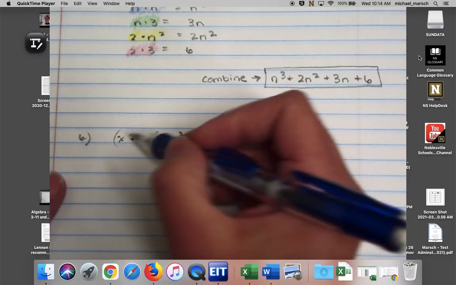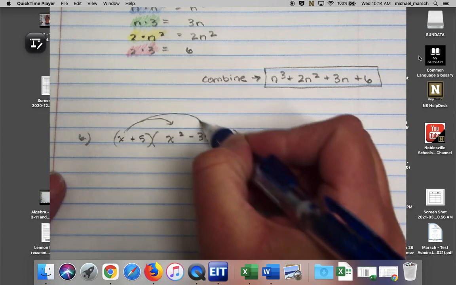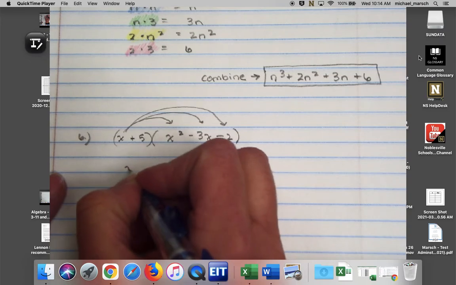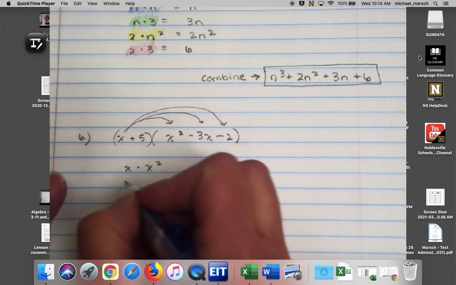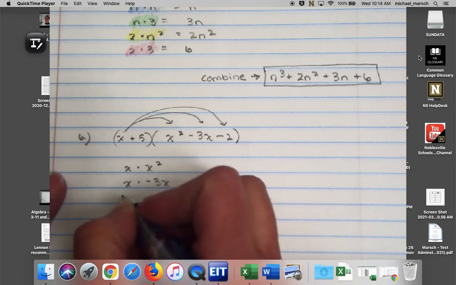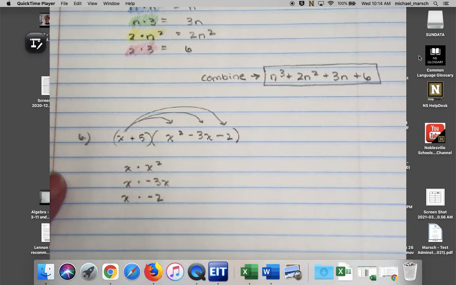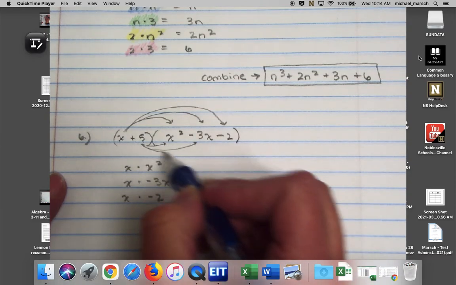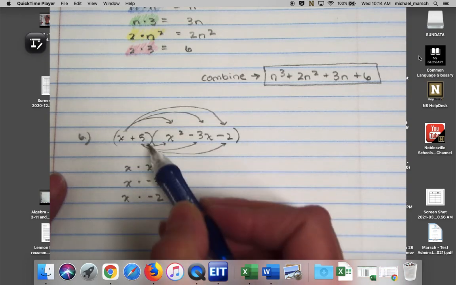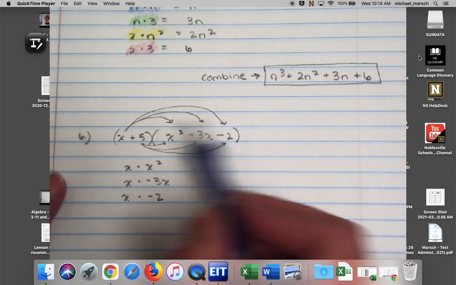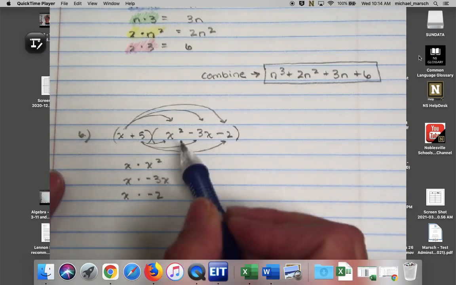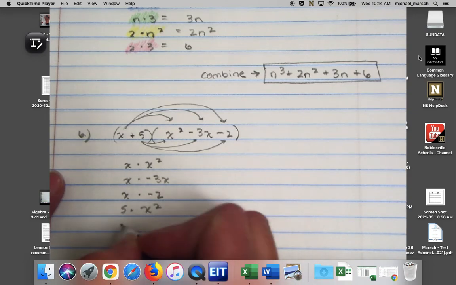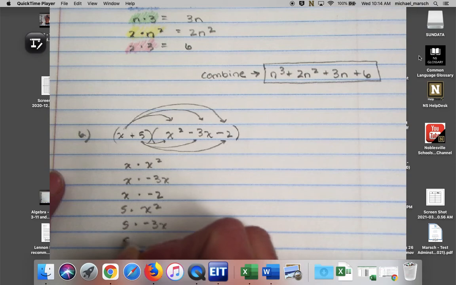So I'm going to multiply x times all 3 terms first. So I've got x times x squared, x times negative 3x, and x times negative 2. And then I'm going to multiply 5 times all 3 terms. Notice that I did the x's up top and the 5's down below just so it doesn't get too cluttered up here. I mean, that's a lot of arrows, right? So I decided to show both processes. So then I've got 5 times x squared, 5 times negative 3x, 5 times negative 2.